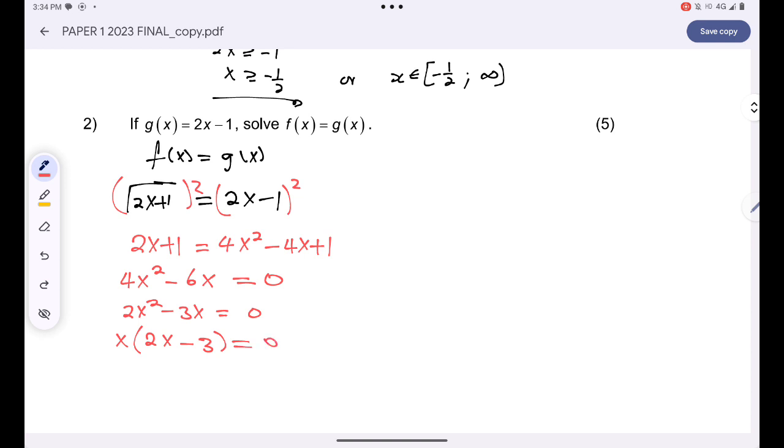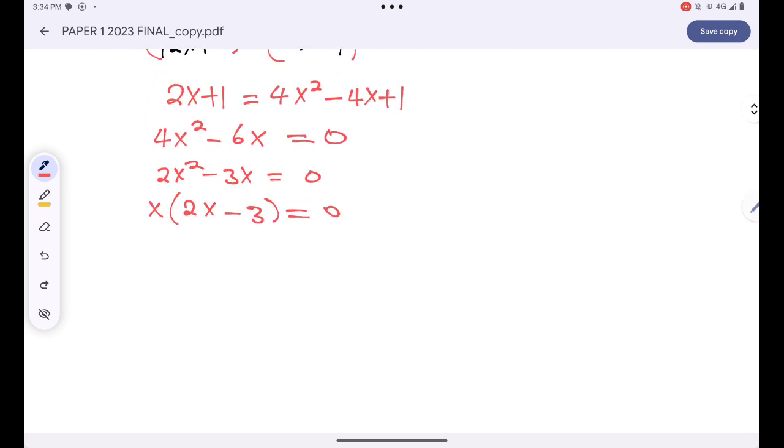Whenever I take out the common factor, I'll be left with 2x minus 3. So now I have two things multiplied and the answer is 0. That simply means the first one is 0 or the second one is 0. And then over here, I'll have 2x being equal to 3. Then x is just equal to 3 over 2.